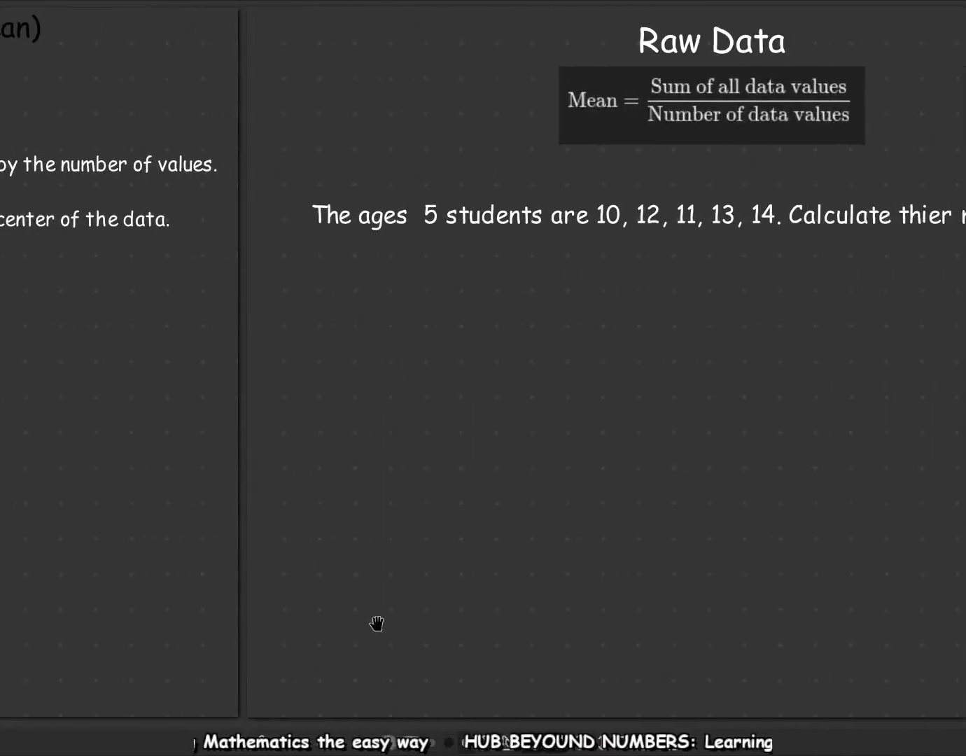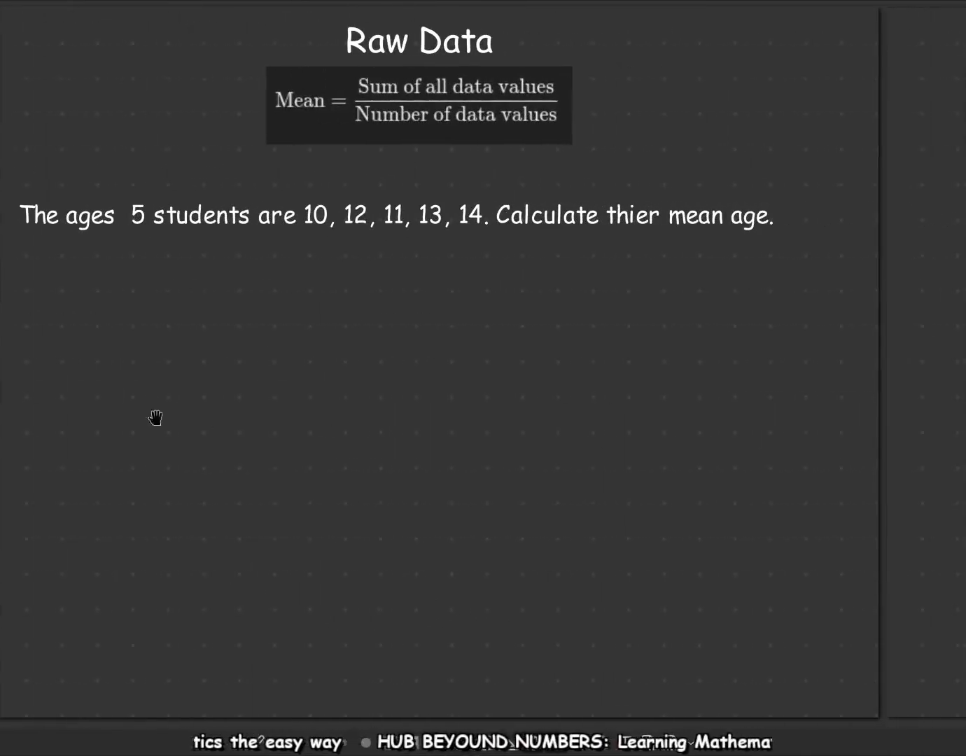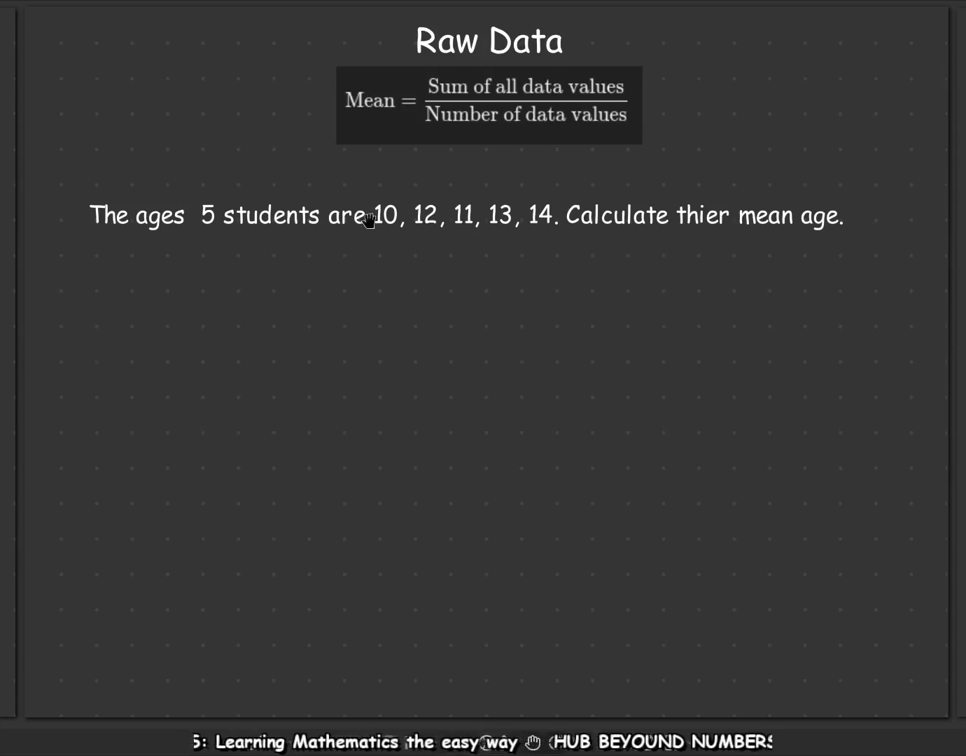So let's look at our first question. For this very first one, it says the ages of 5 students are 10, 12, 11, 13, and 14, and we have to calculate the mean age. How do you go about this? This one is just raw data, right?